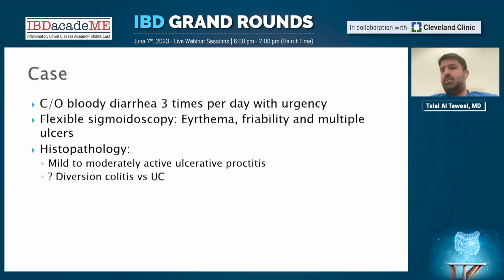So then on direct questioning about her IBD, because remember she's got a bit of colon left, she's also started complaining of bloody diarrhea around 3 times per day with urgency. So we proceeded to do a flexible sigmoidoscopy, which showed erythema, friability, and multiple ulcers up to the visualized diverted colon. And histopathology was reported as a mild to moderately active ulcer proctitis.